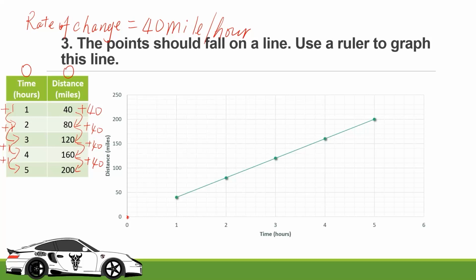And let's take a look at the time. When 0 goes to 1, it also increases 1, right? So the distance from 0 to 40, it increases 40. Very good. So 0, 0 follows the same pattern. So we can connect it here. Okay, cool.